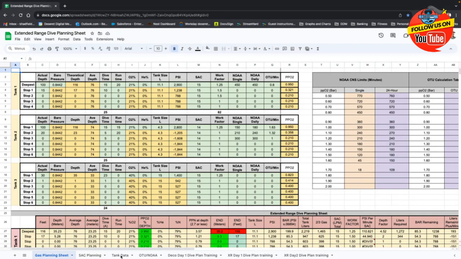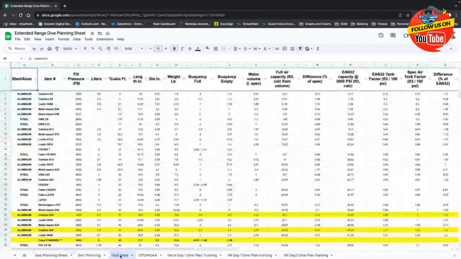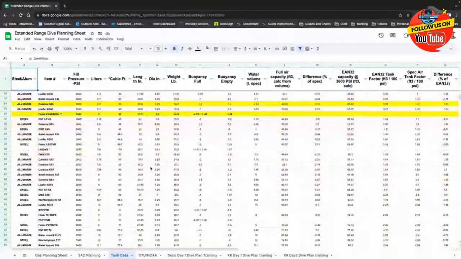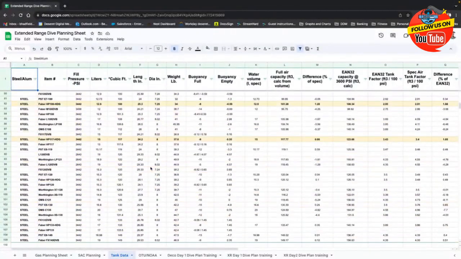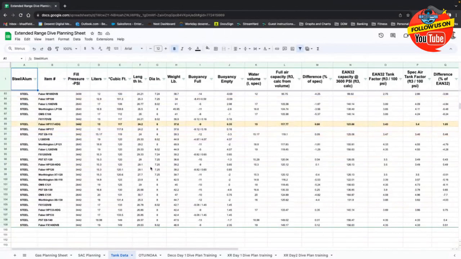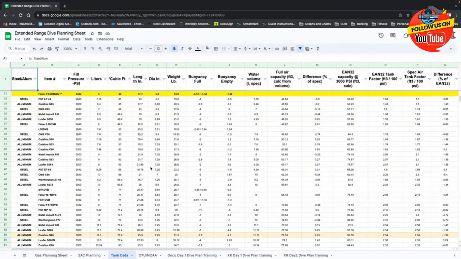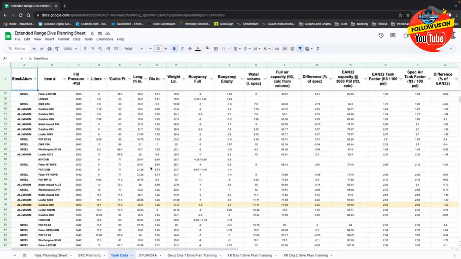But in this same spreadsheet, I also happen to have this. This is just about every tank, the 108 different tanks that you may come across. So what brand was your tank? You said it was a 40? You're talking about mine? I was looking at the LP50, two low pressure 50s, versus one high pressure 100.